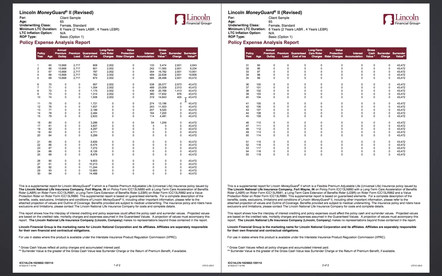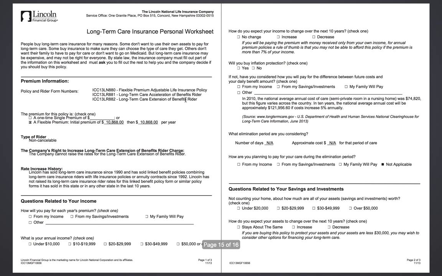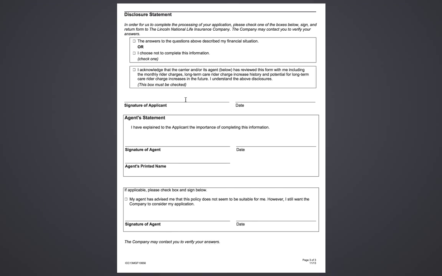This is followed by a policy expense analysis report, which might be very useful if your client is an engineer or a CPA. Otherwise, we would recommend against using that. And then that's followed by the long-term care insurance personal worksheet, which is 3 pages and is usually part of most applications. So if you're not taking an application right then, you certainly don't need that, and I would not use that as something to give to the client.